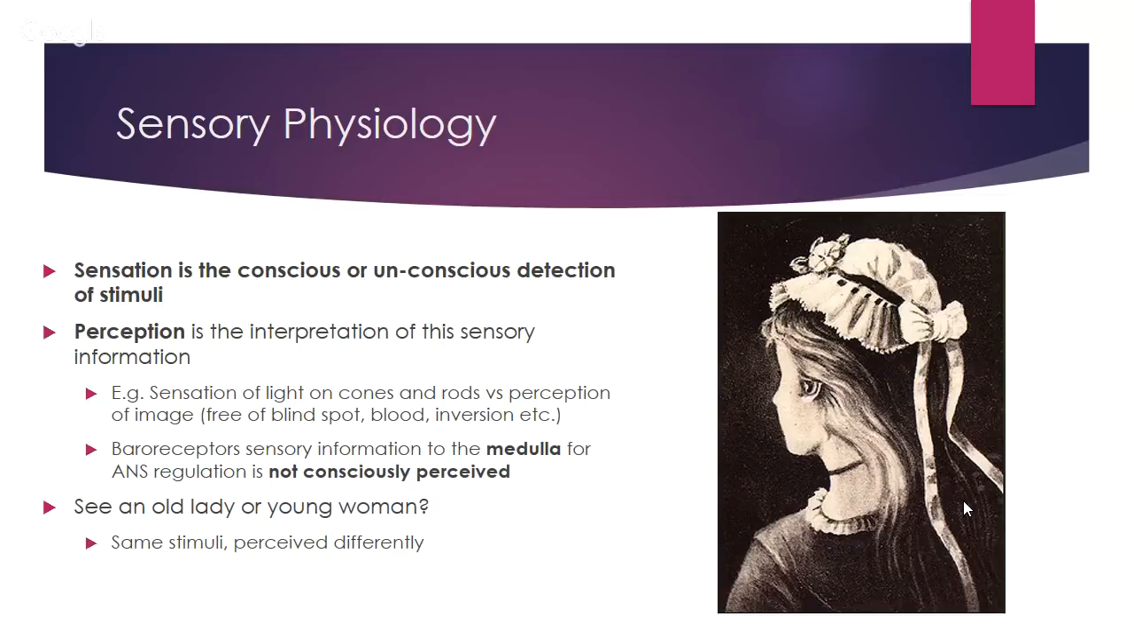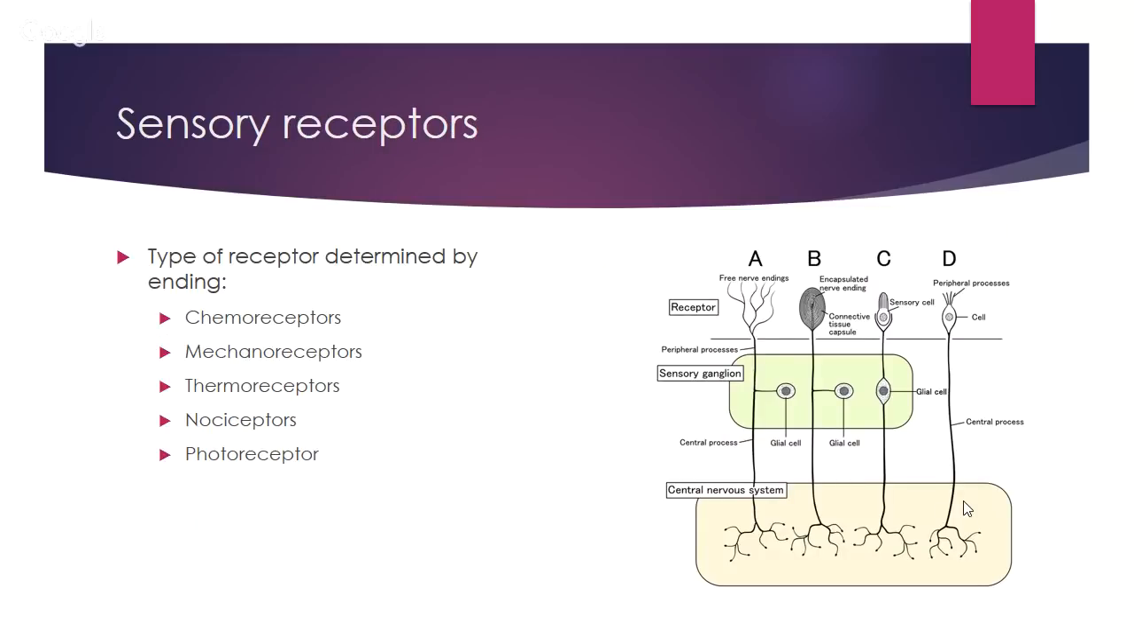All right. So an example of this sensation being, for example, your baroreceptors. The sensory information that you perceive can be either consciously perceived or unconsciously perceived. For example, we consciously perceive some sensory information, but we don't consciously perceive information from our baroreceptors. Cool, types of sensory receptors.